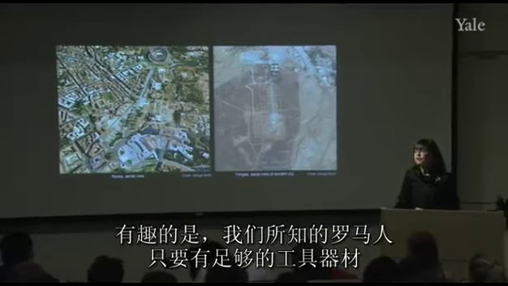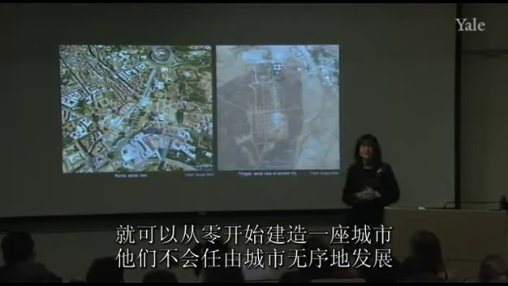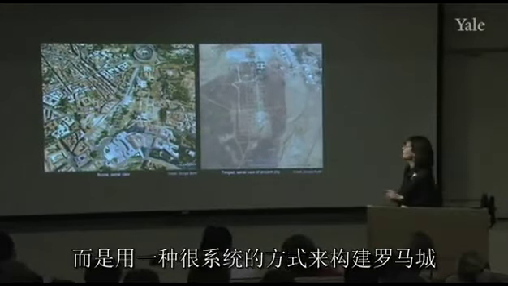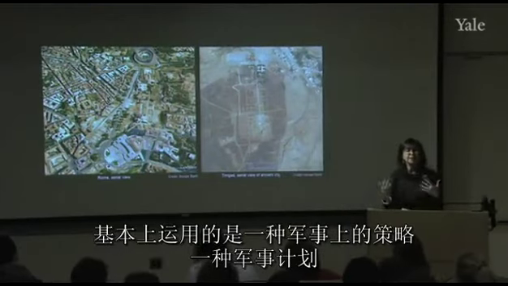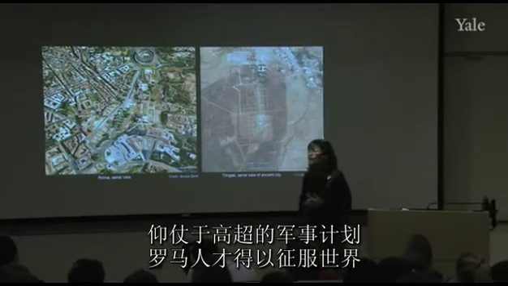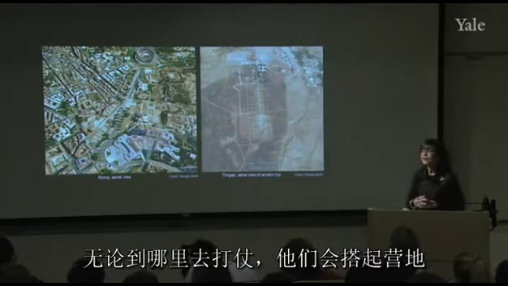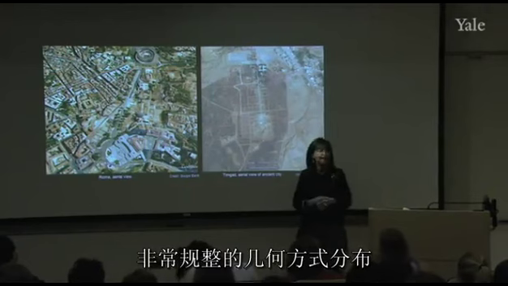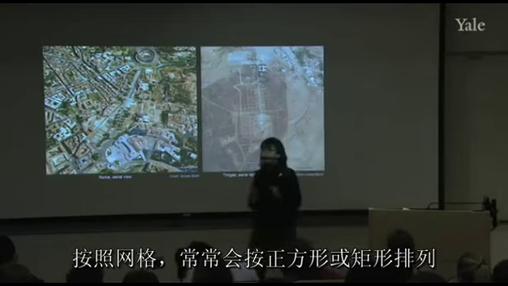Now, this is interesting because what we know about the Romans is when they were left to their own devices and they could build a city from scratch, they didn't let it grow in an ad hoc way. They structured it in a very methodical way that was basically based on military strategy, military planning. The Romans couldn't have conquered the world without obviously having a masterful military enterprise, and everywhere they went on their various military campaigns, they would build camps, and those camps were always laid out in a very geometric plan along a grid, usually square or rectangular.